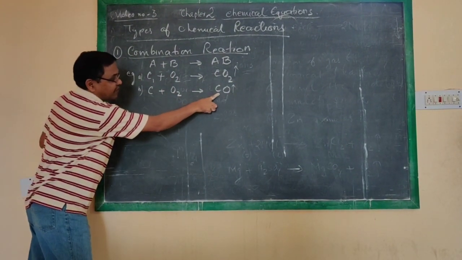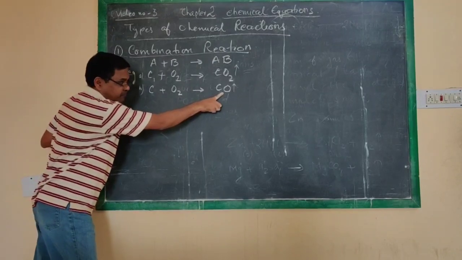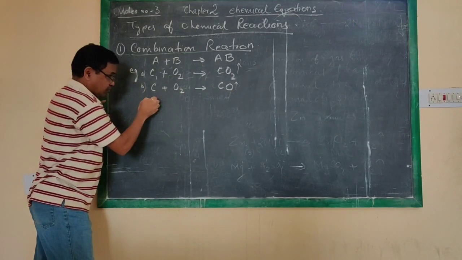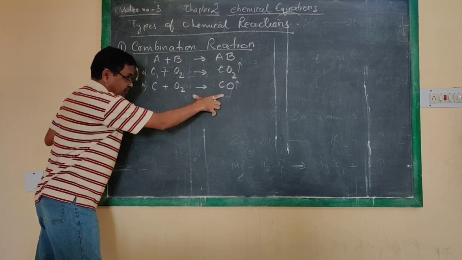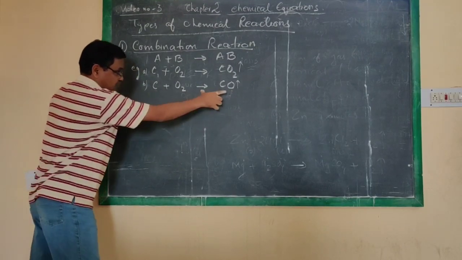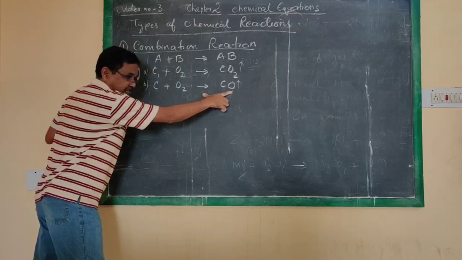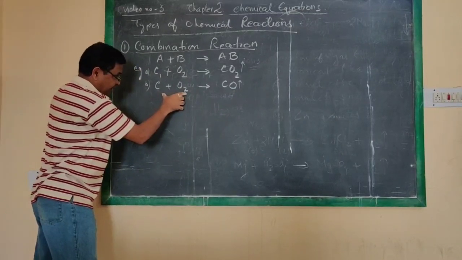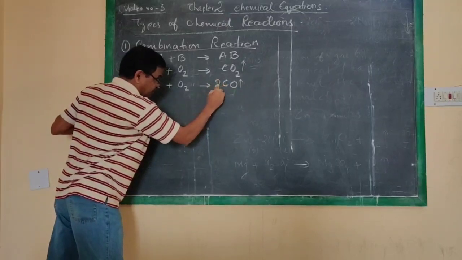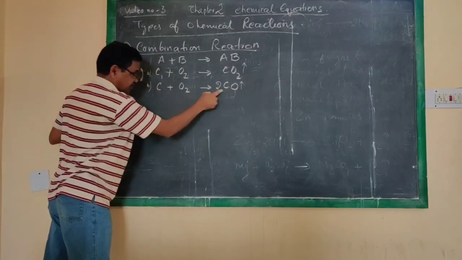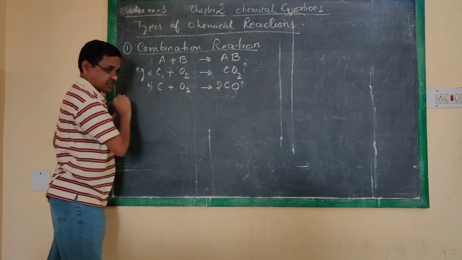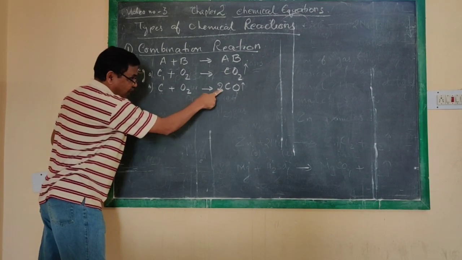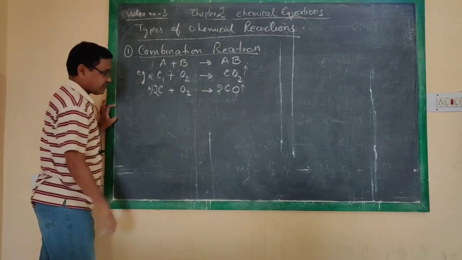That means here we have only one atom of carbon and one atom of oxygen. So this is not a balanced equation, so we have to make this equation a balanced equation. On the right hand side we have two atoms of oxygen, so we will put a 2 so that the oxygen is balanced. Now carbon is not balanced, so we have 2 carbon atoms.